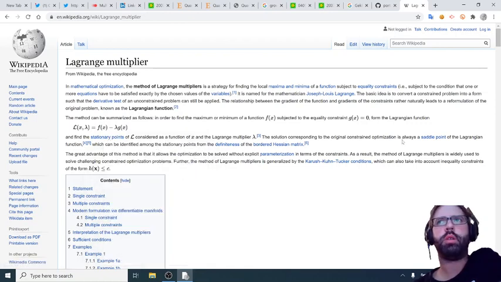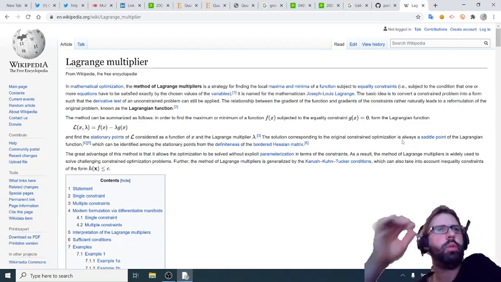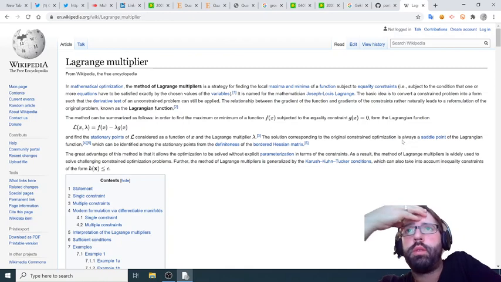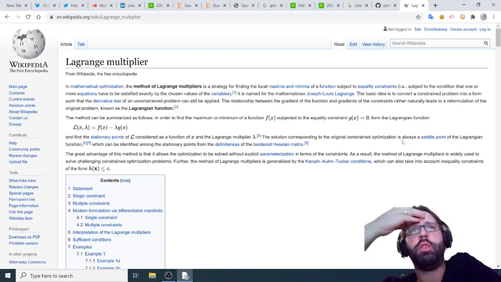What's the subtle point of a Lagrangian function? So the great advantage of this method is that it allows the optimization to be solved without explicit parameterization in terms of the constraints.